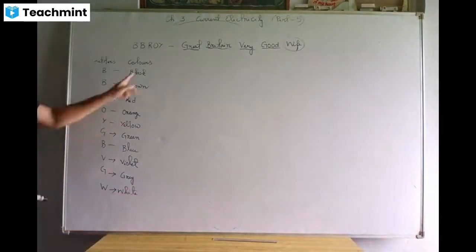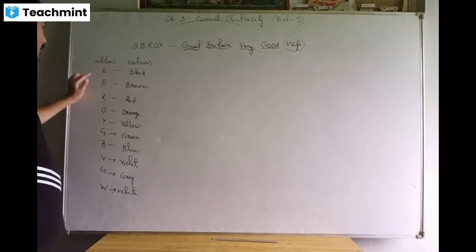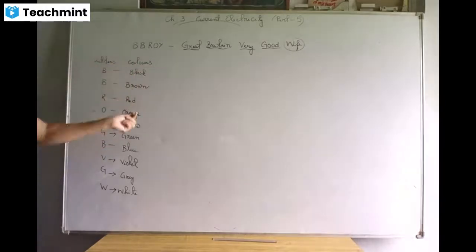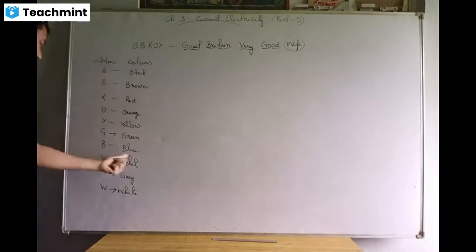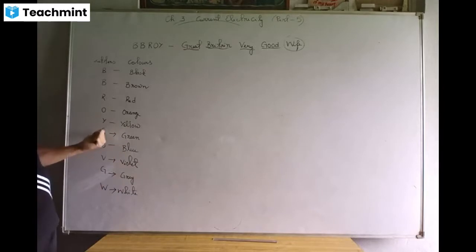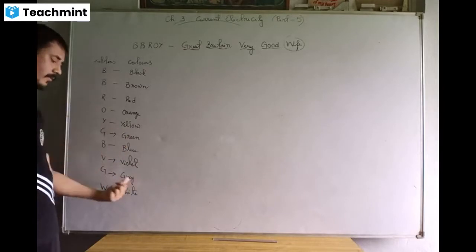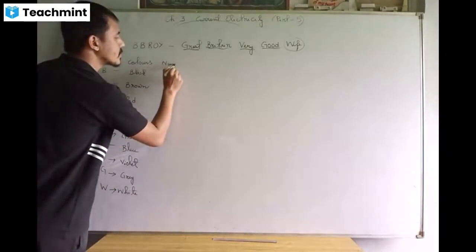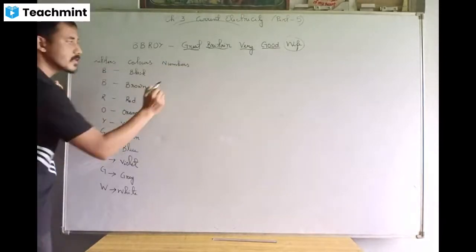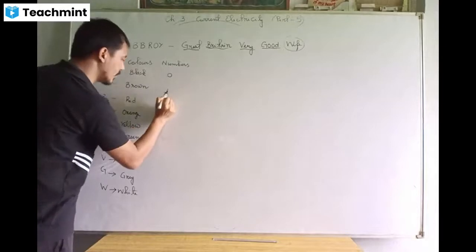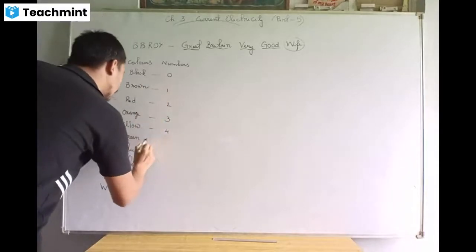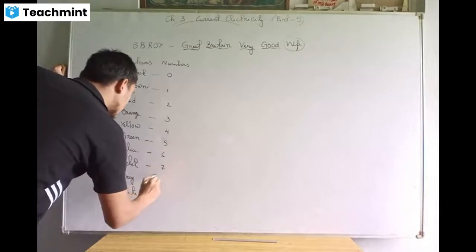So these letters are represented by these colors. B.B. Roy, Great Britain, very good wife. First B black, second B brown, R stands for red, O for orange, Y for yellow, G for green, B for blue, V for violet, G for gray, towards the end, and W stands for white. Now let us write here numbers. Numbers means we start with 0, 1, 2, 3, 4, 5, 6, 7, 8.